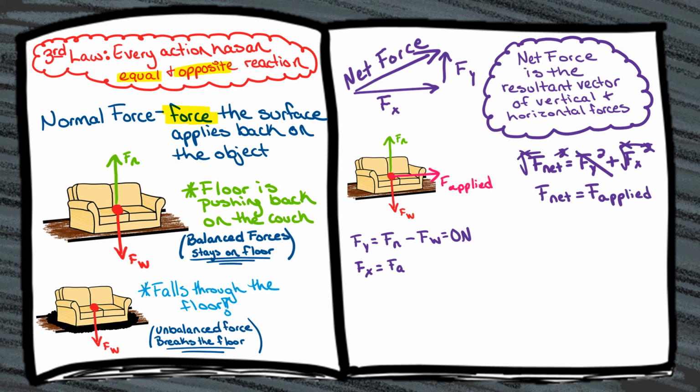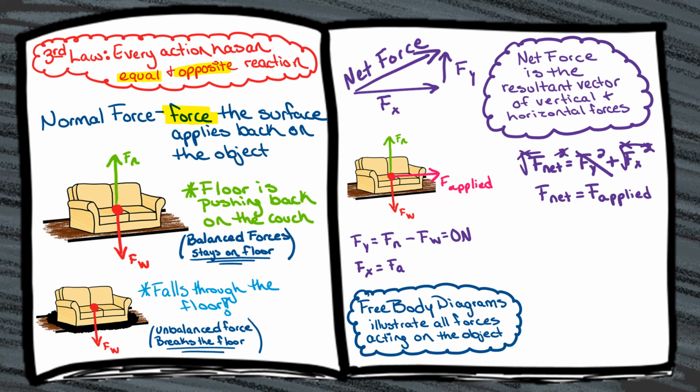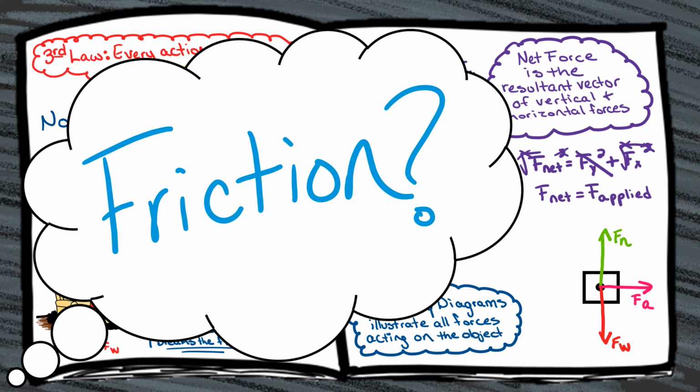Now notice that drawing so many forces on an object can get confusing, which is why in physics we draw free body diagrams instead. So instead of drawing the object in the center, we simplify it with a square to represent the object, and then draw all of the forces acting on that object. Great question, Alex. Let's say that we did want to consider friction in this free body diagram. How would we draw it?